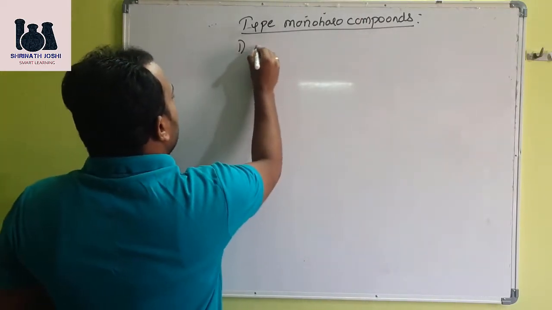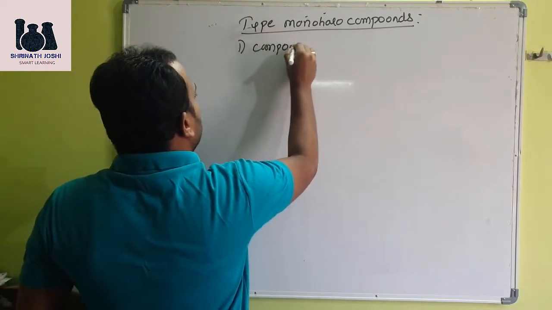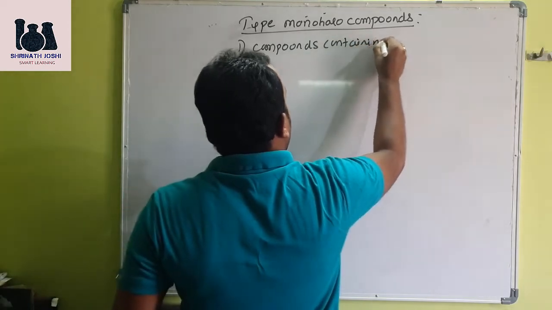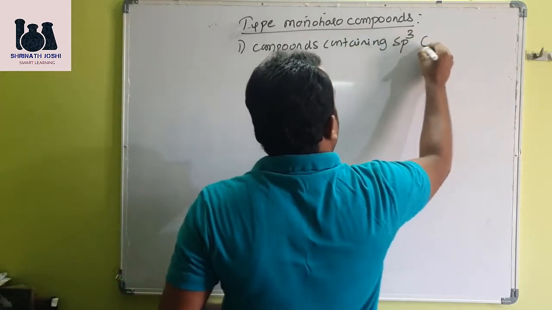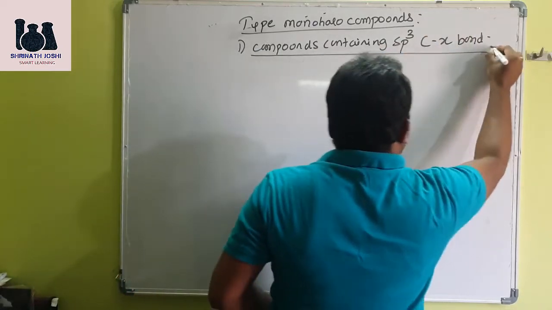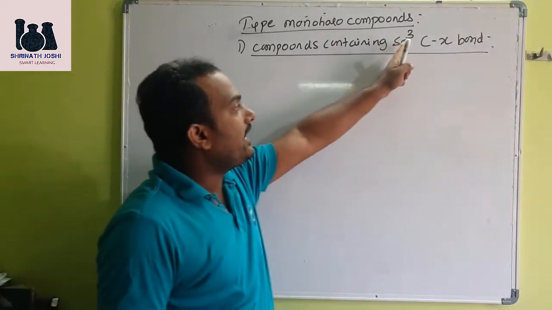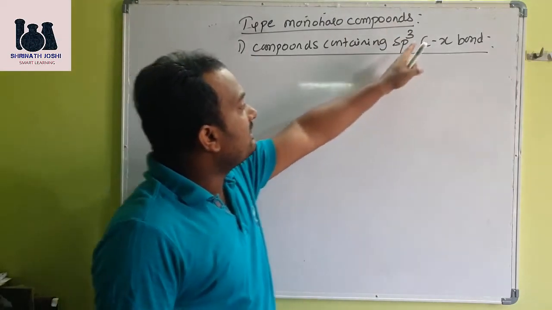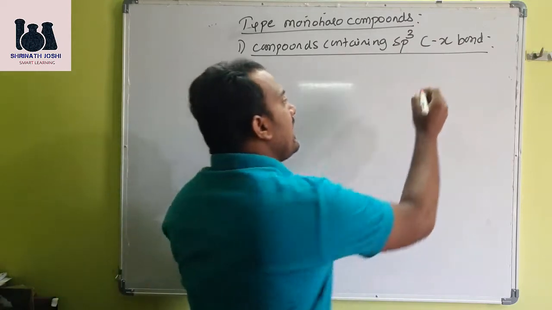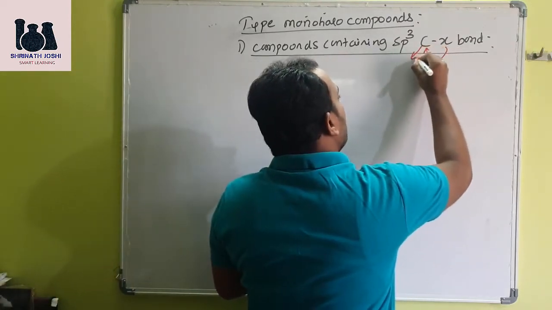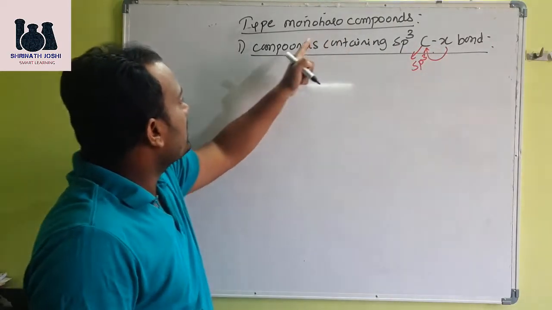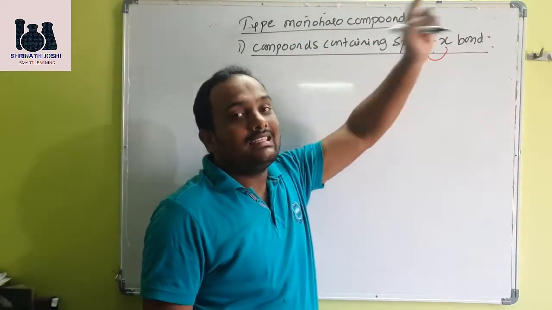Again, this is classified as compounds containing sp3 C-X bond. Sp3 is a type of hybridization, and C-X bond means carbon-halogen bond. If the carbon to which the halogen is attached is sp3 hybridized, then they all come under the classification of compounds containing sp3 C-X bond.